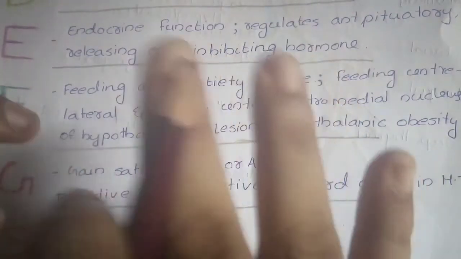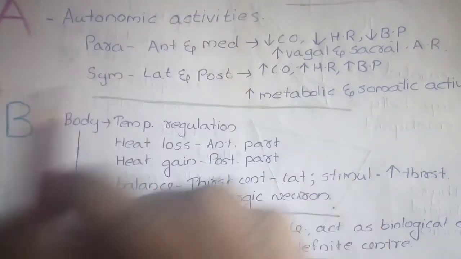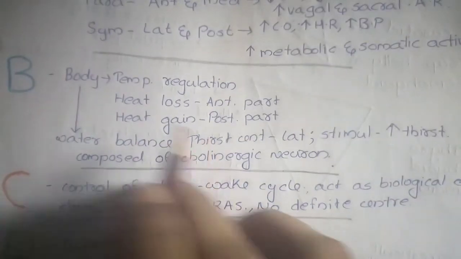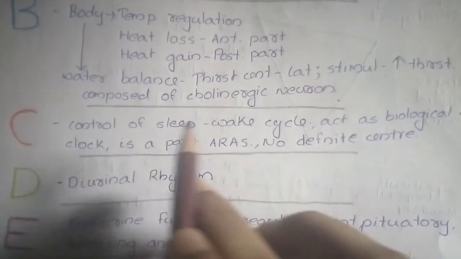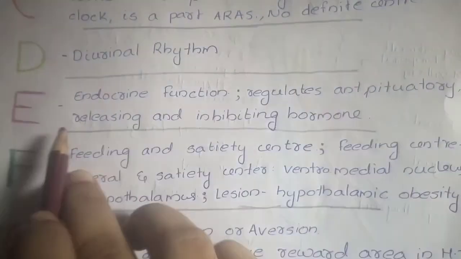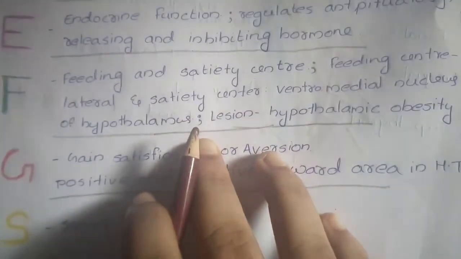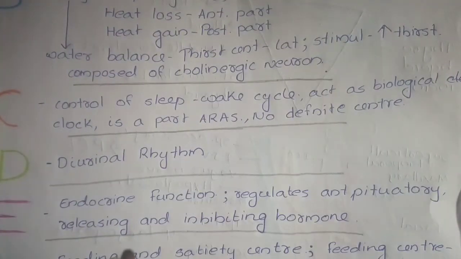Now let's take this all in a nutshell. A stands for autonomic activities, which I have already discussed. B stands for body temperature regulation and body water balance. C, control of the sleep-wake cycle. D stands for diurnal rhythm. E stands for endocrine function. F stands for feeding and satiety center. G stands for gain, satisfaction or aversion. And S stands for sexual behavior. This is all about the functions of the hypothalamus.